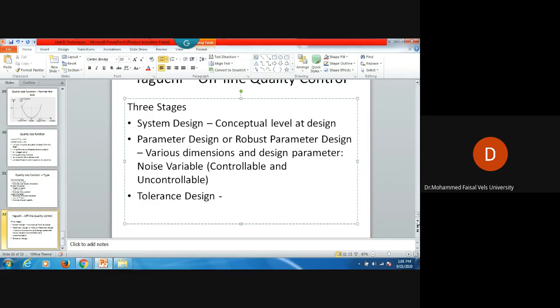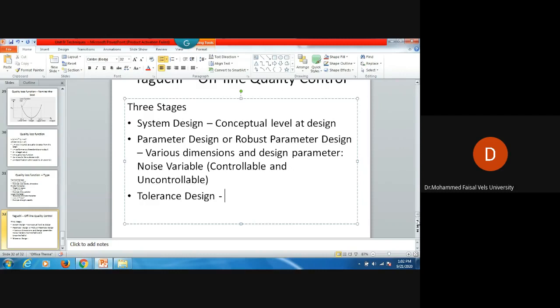Once the concept is established, then you have to find the nominal values, and the various dimensions and design parameters need to be set. Sometimes you have to go and see the manufacturing, and only then you understand what will happen. Many design ideas will be in a conceptual state that we have to convert into technical steps, technical parameters. Then only can we measure it.